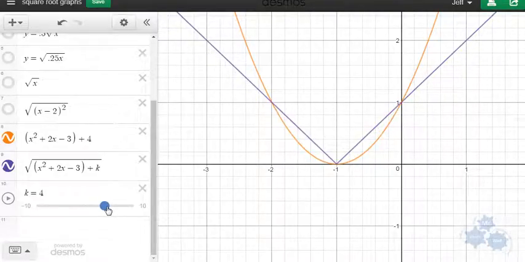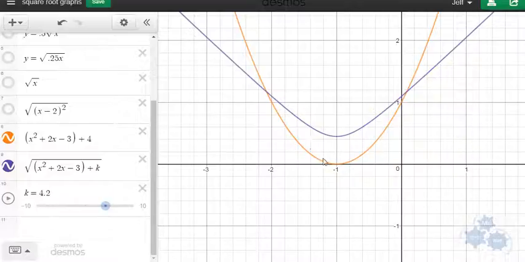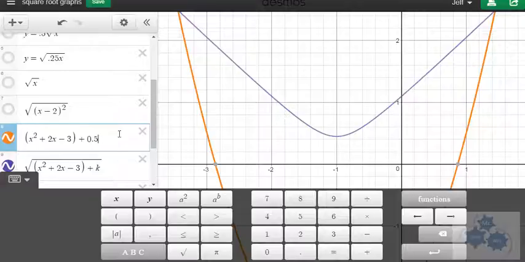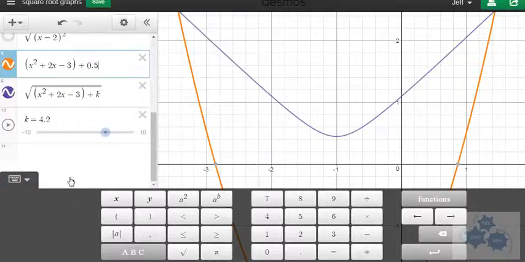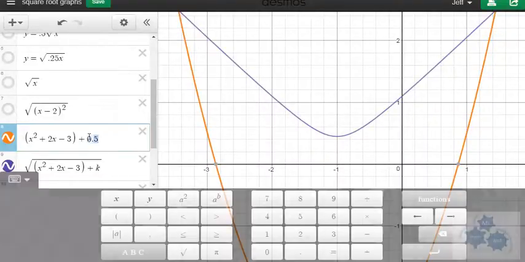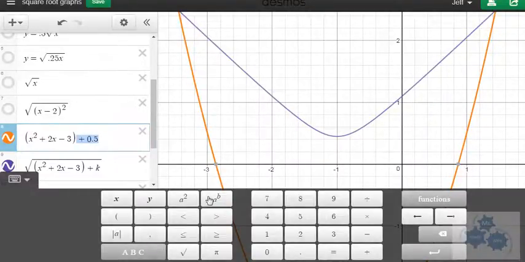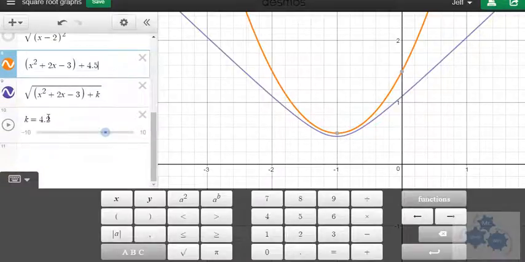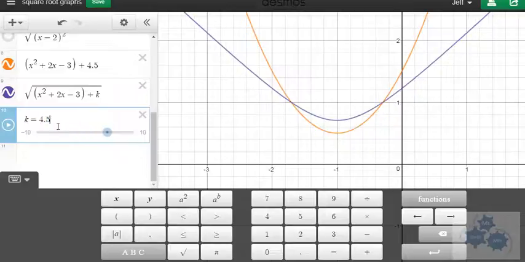Boom, right there. Now notice what happens when the graph, let's say this original parabola, and let's change that to, I don't know, what was that number? 0.5, let's just say that. Oh no, sorry, let's do 4.5. So plus 4.5. That's going to get it pretty close to this one. That's not the same, is it? But let's say this is 4.5.